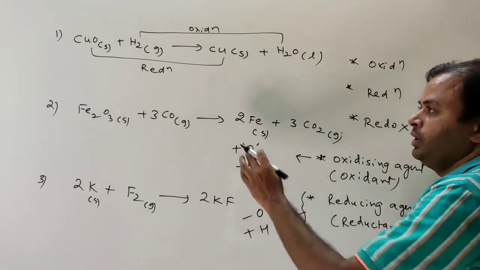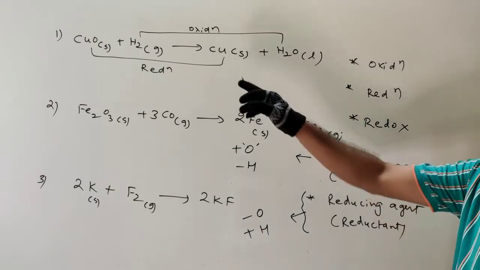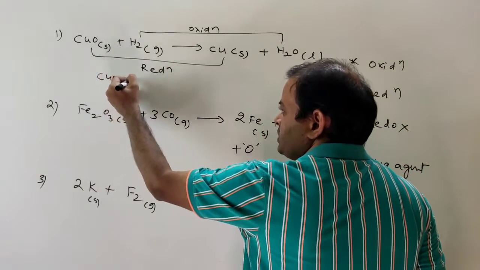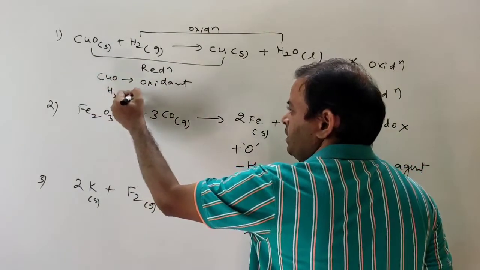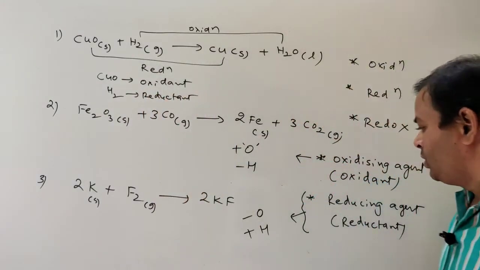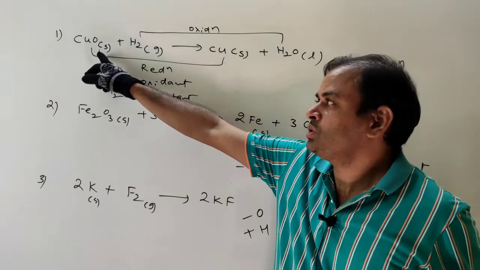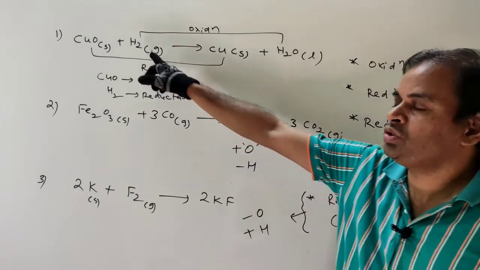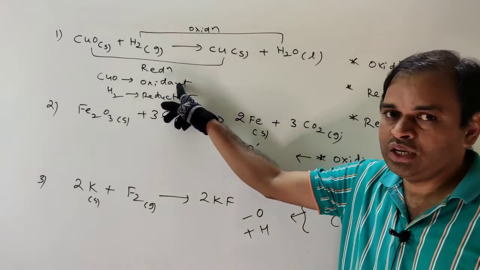So here which is the oxidizing agent and which is the reducing agent? CuO is the oxidizing agent, the oxidant, and H2 is the reductant. Because CuO supplies oxygen to H2, H2 is converted into H2O, that's why CuO is the oxidant.